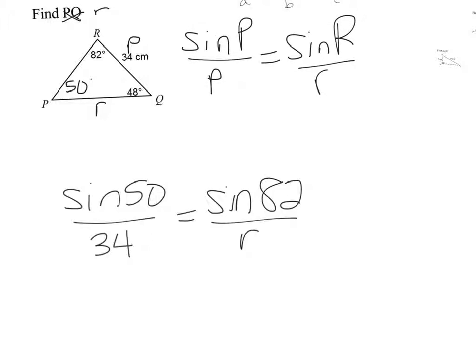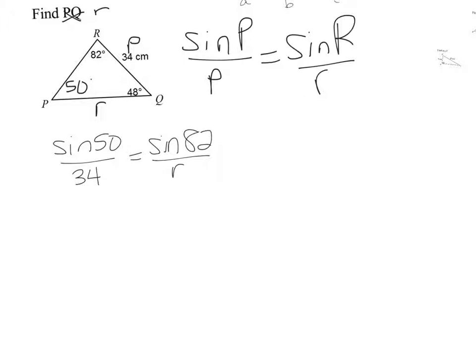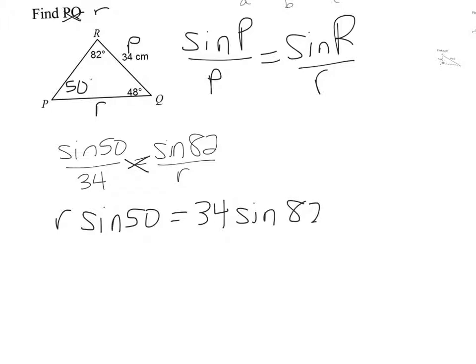So here's what we're kind of looking at. So I have this set up. And so now I can treat this kind of like the bell work. I'm going to go ahead and cross multiply here, and I'm going to get r times sine of 50 equals 34 times sine of 82. So a couple of things to note is that this is like a variable. This is the variable that I'm solving for. Sine of 50, that's just a number. I can get it on my calculator.